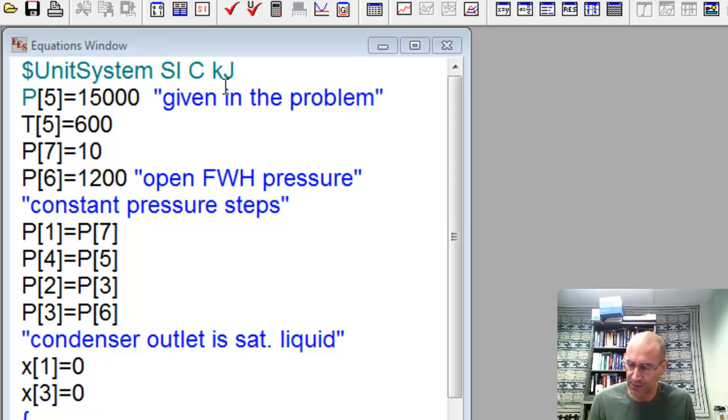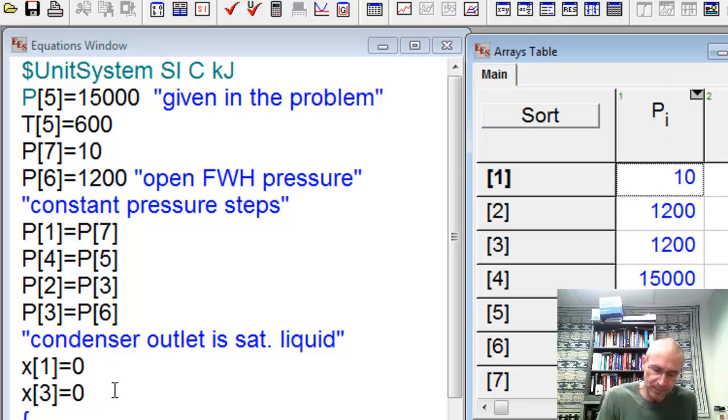So I've got my unit system specification at the top. And then we have our constant pressure lines. You can go back to that diagram we did a couple slides ago and see that 1 is equal to 7, that's the condenser. We have 4 and 5, so that's over there at the high pressure, and then 2 and 3 are up there at the middle pressure, as are 3 and 6. And then the last thing, X1, that's the outlet from the condenser, that is equal to 0. And I said we're going to make the assumption that X3 is equal to 0. That's the outlet from the feed water heater. So we'll just look at that for now.